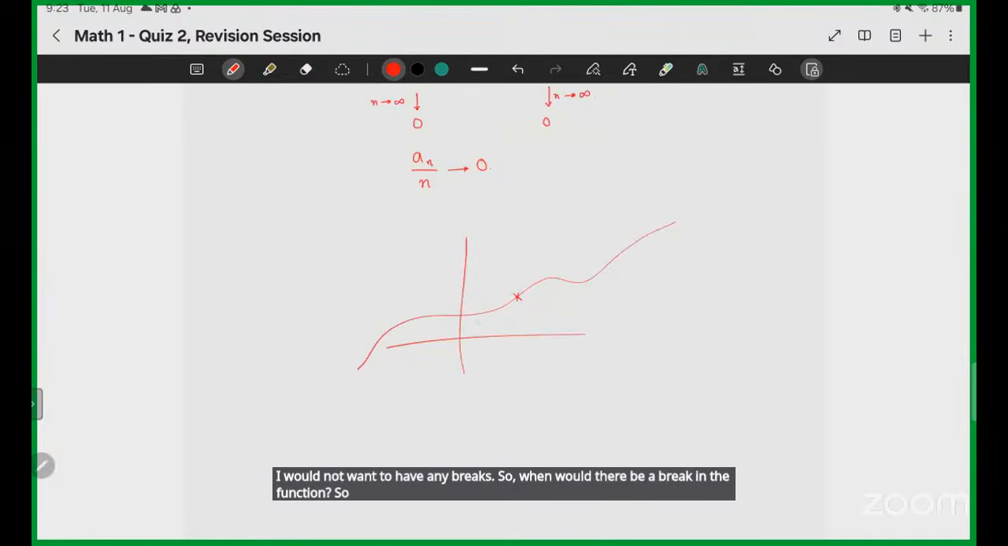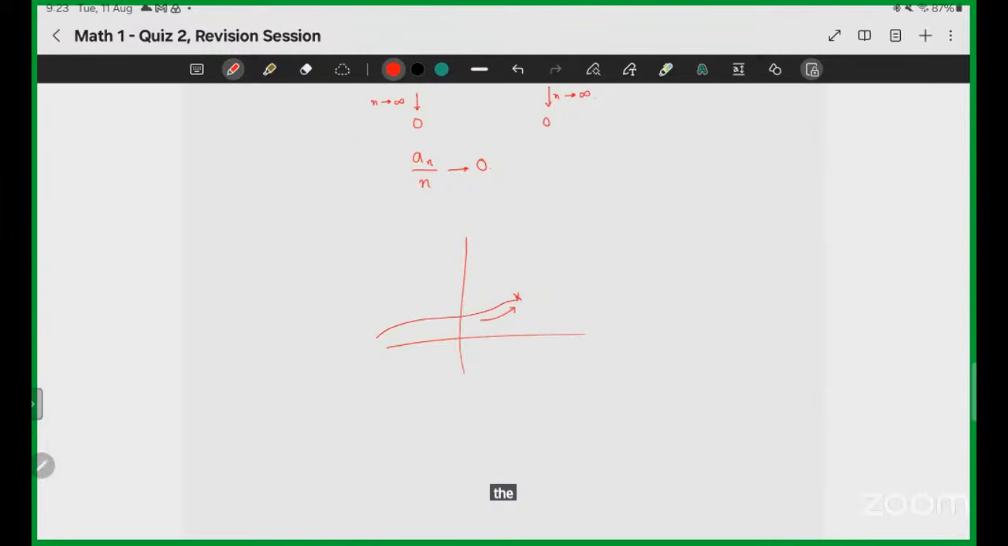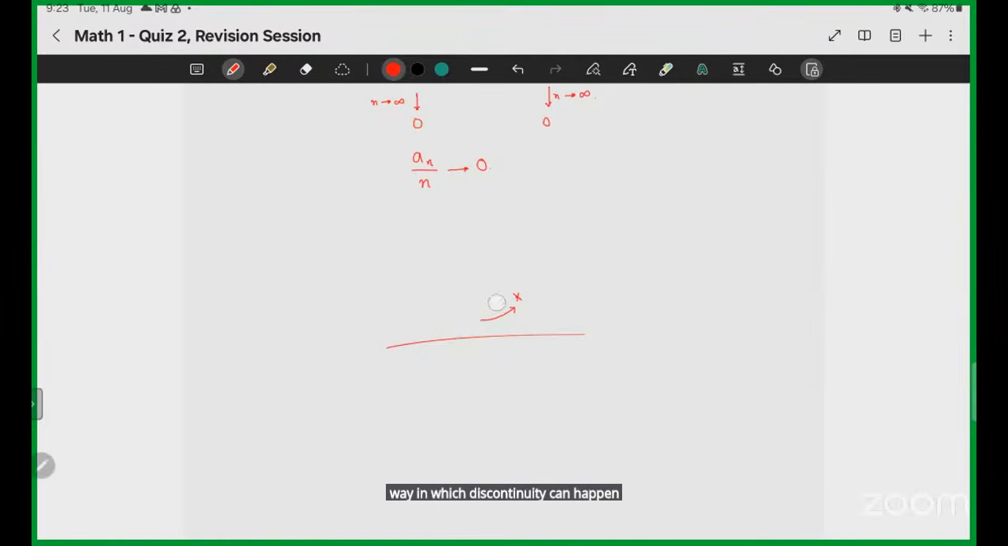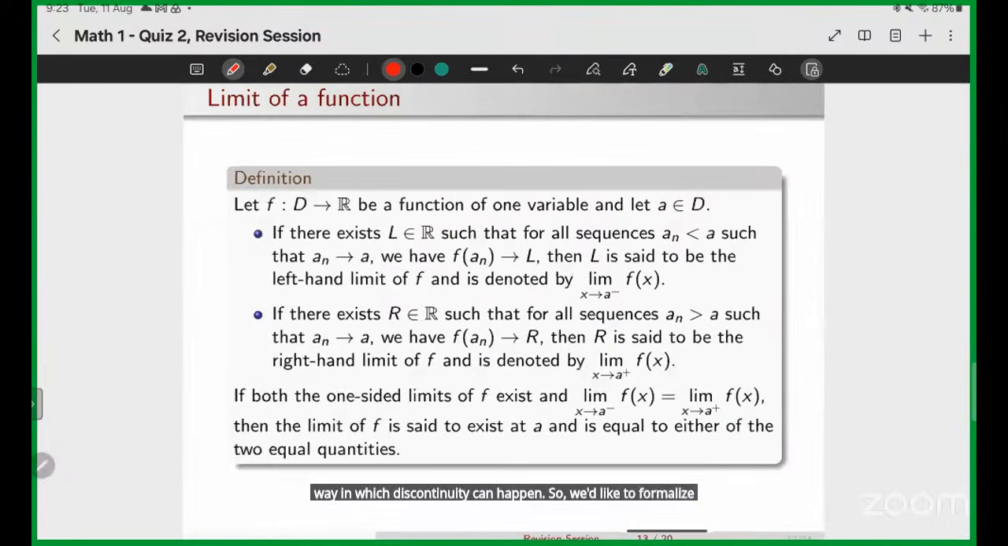If the behavior of the function as I approach a certain point is different from the behavior at the point or to the right of it, if the behavior of the function to the right and to the left are different, then there is a jump, there is a break. This is one way in which discontinuity can happen. So we'd like to formalize the notion of the limit of a function, and then demand that the limit of a function is equal to the function value, right-hand limit, left-hand limit.